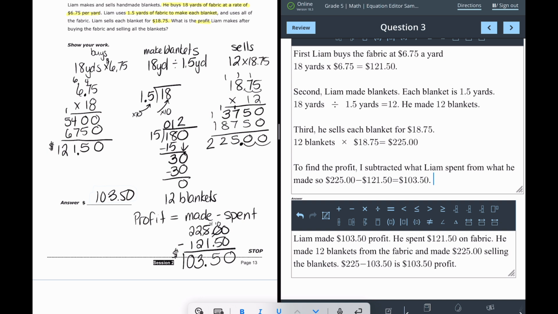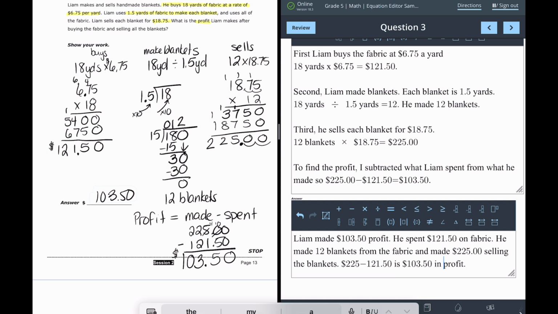225 minus 103.50 is, oops, so there was a mistake here. Minus, and this is why we read, minus 121.50 is 103.50 in profit.